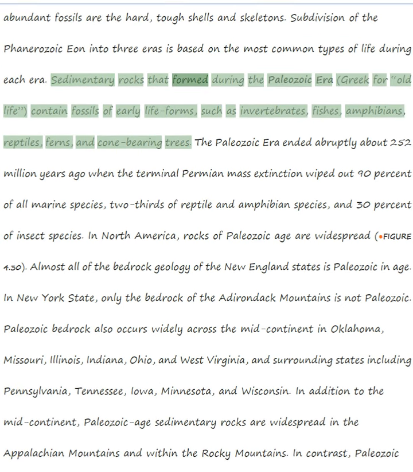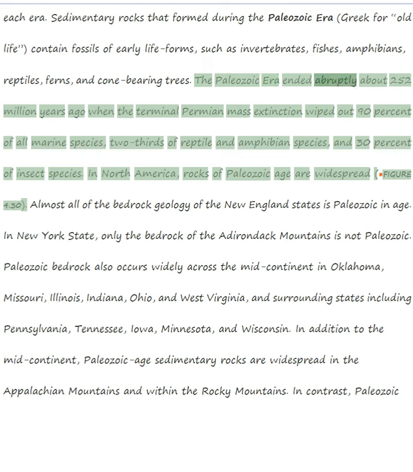Sedimentary rocks that formed during the Paleozoic era contain fossils of early life forms, such as invertebrates, fishes, amphibians, reptiles, ferns, and cone-bearing trees. The Paleozoic era ended abruptly about 252 million years ago when the terminal Permian mass extinction wiped out 90% of all marine species, 2/3 of reptile and amphibian species, and 30% of insect species.